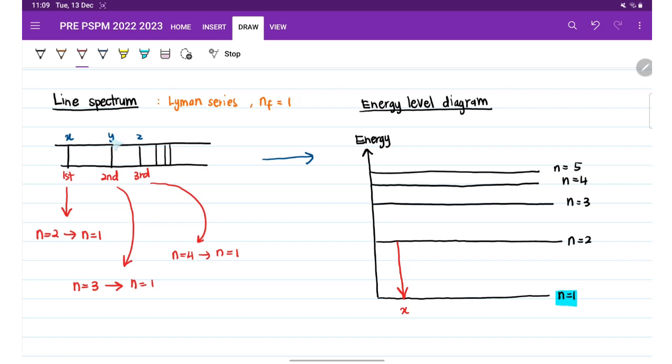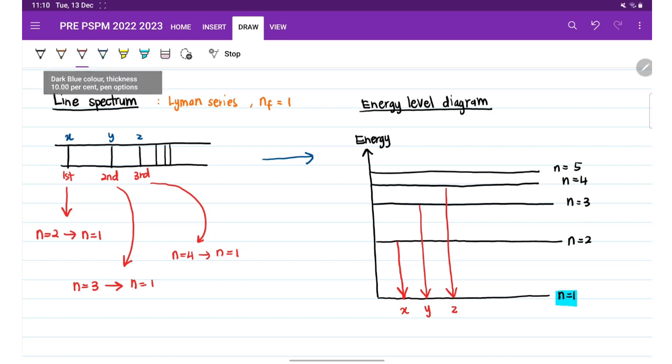Okay, kemudian untuk Y, kita tentukan dia punya transition. So, 3 kepada 1. So, it will start from 3 to 1. Dia mesti sampai 1 sebab ini adalah alignment series, for example. So, yang ni awak akan labelkan sebagai Y. Dan the third one, from 4 to 1. Okay, so, from the fourth energy level, so yang ni adalah Z. So, this is for example. So, katakan saya ada dekat sini.